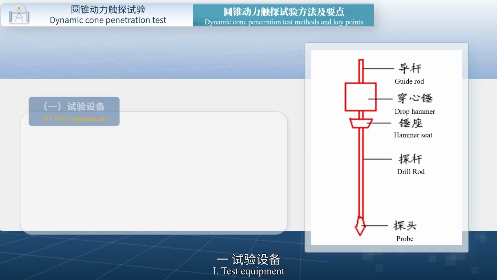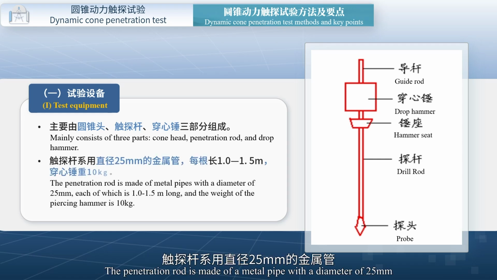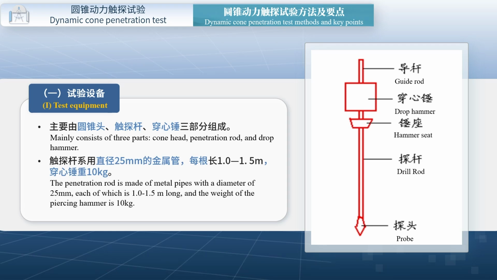First, test equipment. It mainly consists of 3 parts: cone head, penetration rod, and drop hammer. The penetration rod is made of a metal pipe with a diameter of 25 millimeters, each with a length of 1 meter to 1.5 meters. Drop hammer weight, 10 kilograms.